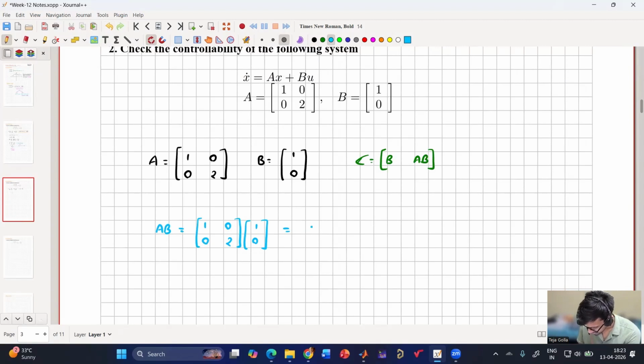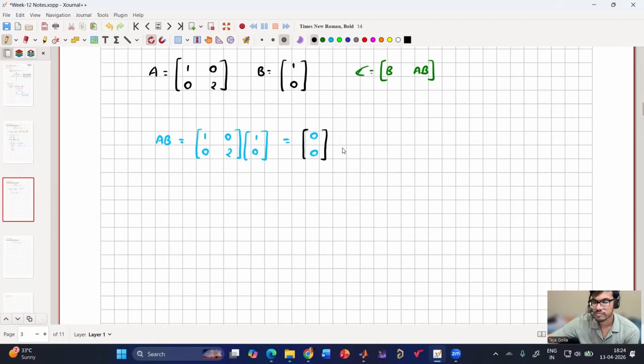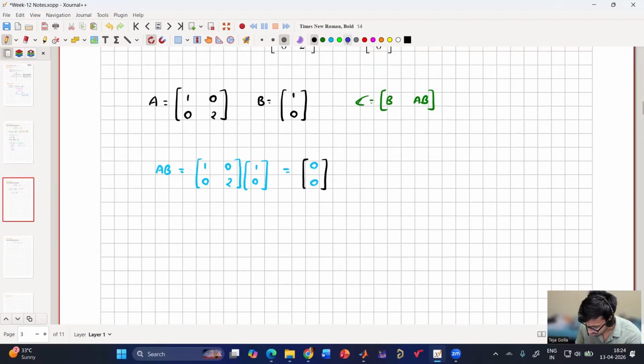So the first row will be 0. Second row will also be 0. So AB is 0. Okay. So now what is the controllability matrix in this case? B is 1, 0. AB is 0, 0.